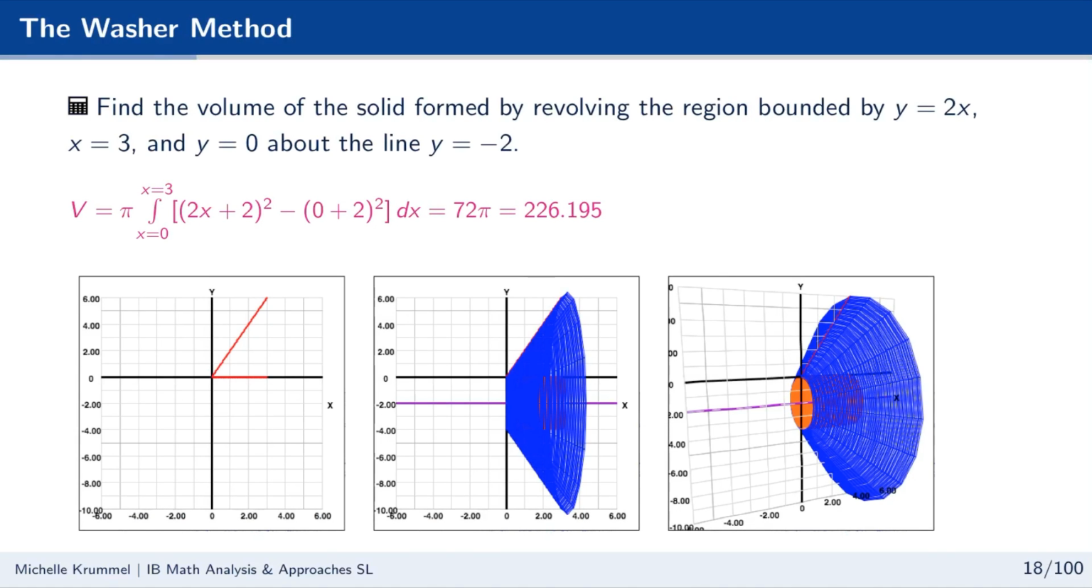And here's what we should be getting. So the volume is 72 pi, or about 226.195. We see on the far left, here's a graph of the region. It's not closed off, but it would be like so. And we're asked here to rotate the figure around the line y equals negative 2. So here's the axis of rotation. And we do have then empty space in between the region, our solid region, and the axis of rotation.